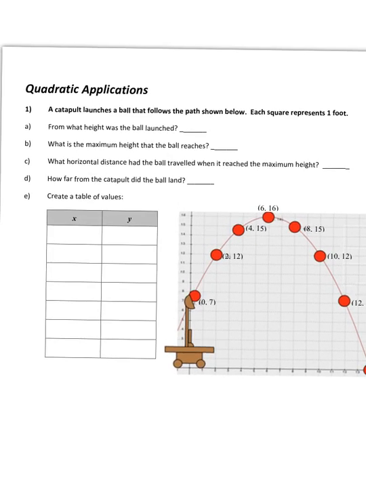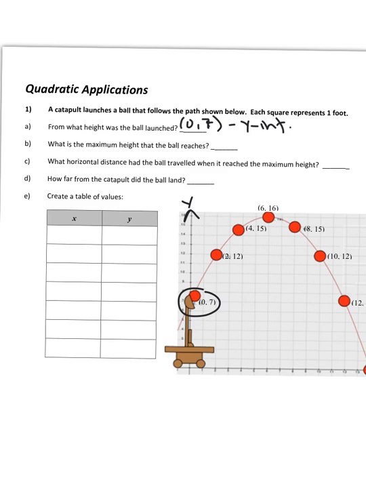So let's take a look at that. Just looking at our graph, just looking at our picture, we have the ball being launched right here at 0, 7. Using some of our vocabulary, we would call that our y-intercept. It's right on the y-axis, where it's starting in this case.